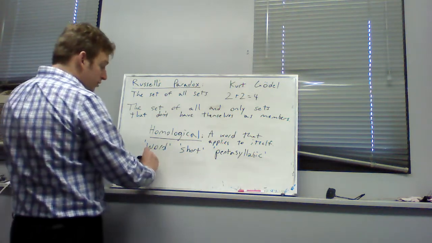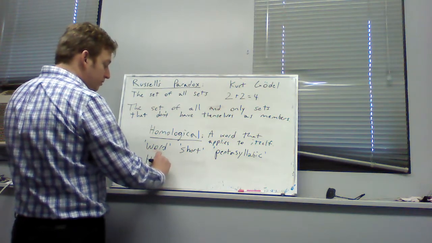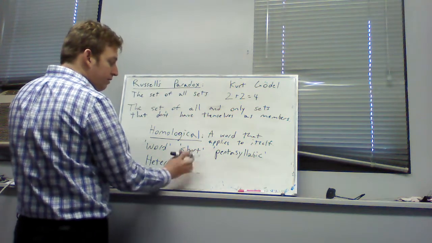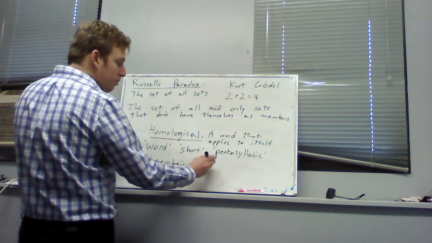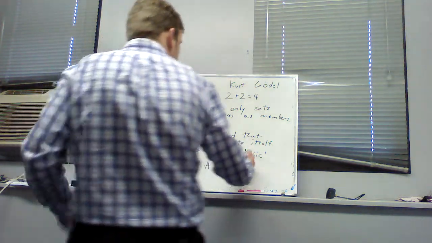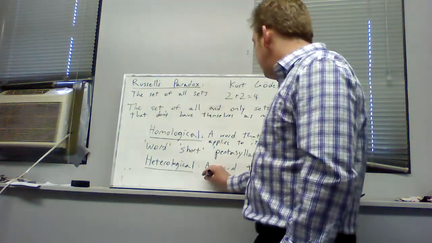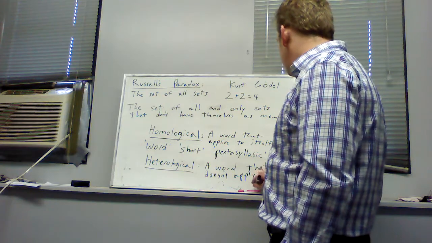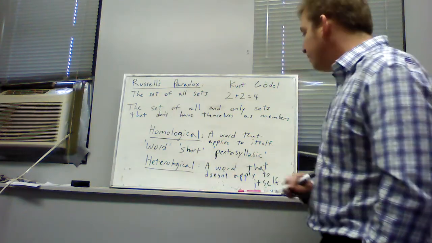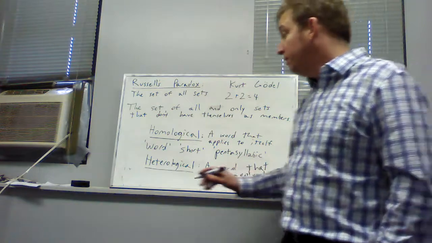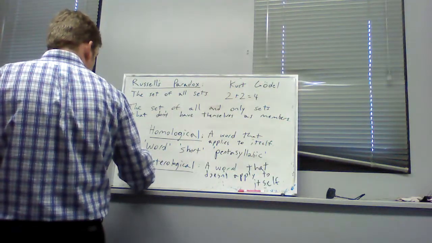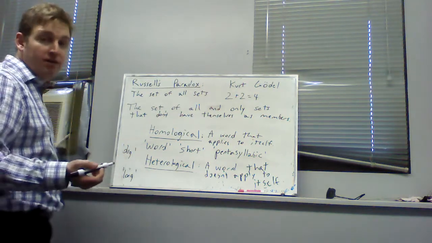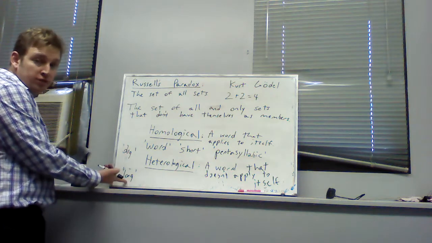Just like homological, of course, the English language also has the word heterological. Heterological, of course, is the opposite of homological. This is a word that doesn't apply to itself. For instance, the word long, or the word dog more generally. So a simple example is the word dog is not a dog, so it's heterological. The word long is short, so it's heterological.